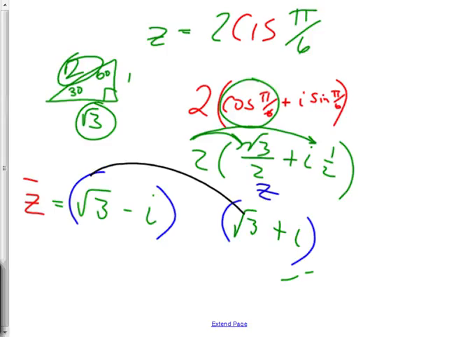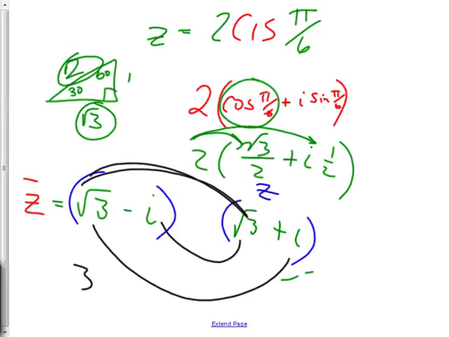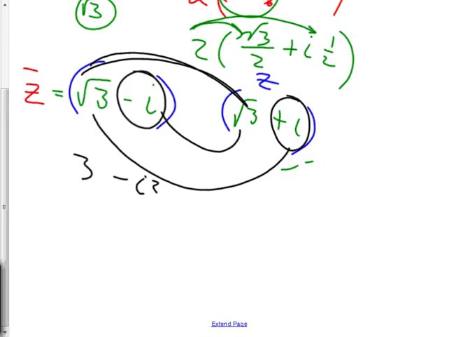What were the firsts? Square root of 9, which is 3. Then the outside and the inside cancel, because they're exact opposites of each other, so they're just gone. And then the lasts make negative i and positive i, which makes negative i squared. Can I leave it like that? No, because i squared is really what? So 3 minus negative 1, which makes 3 plus 1, which makes 4. Raise your hand if you had 4 for your answer.